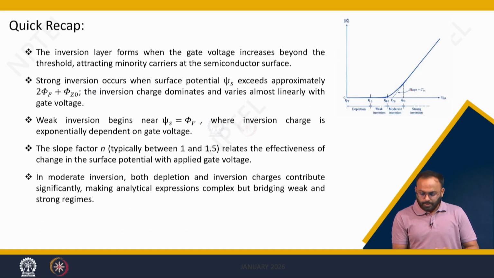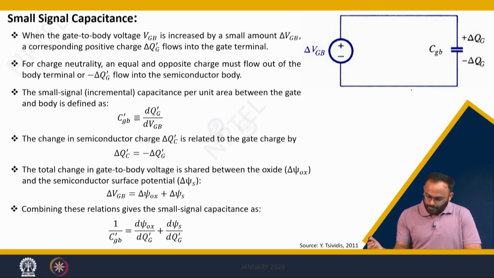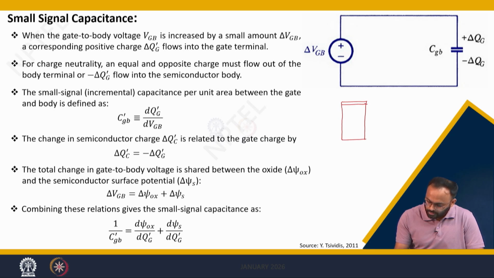So let us start with the small signal capacitance of a MOS structure. Let me redraw a MOS structure like this. You have a metal plate, an oxide layer, and a semiconductor, and you are applying a voltage between the gate to body terminal.